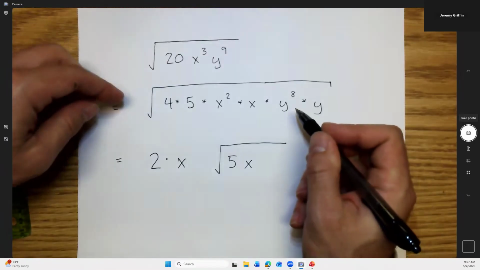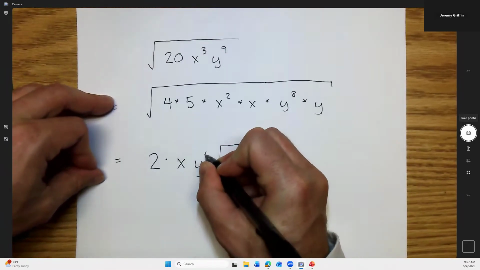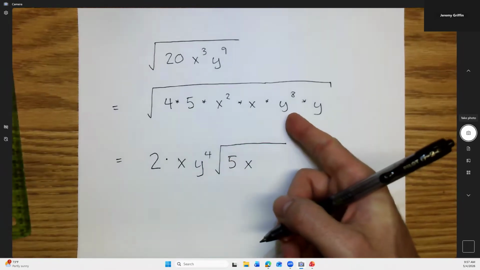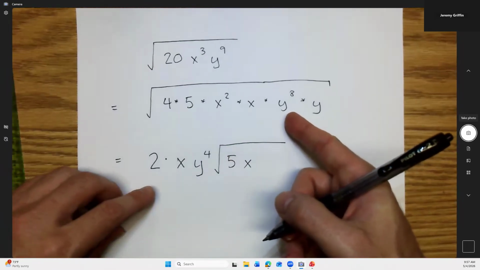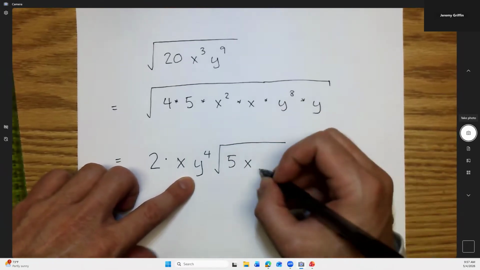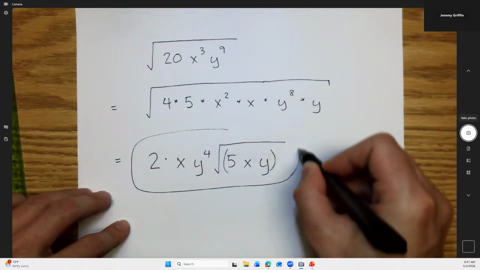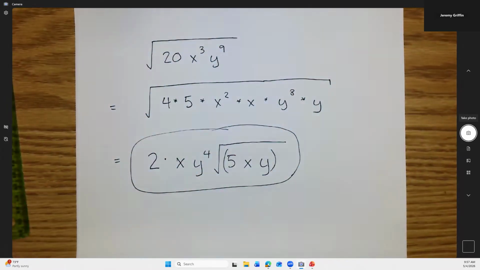Yes. What's the square root of y to the 8? Yeah, y to the 4. It's like 4 groups of y squared. Every time you see a y squared, you can take that as y. You can do that 4 times. But there's still another y stuck in here, so this is still under the root. So I think that should be the answer right there: 2x y to the 4 times the square root of 5xy. Does that look about right?